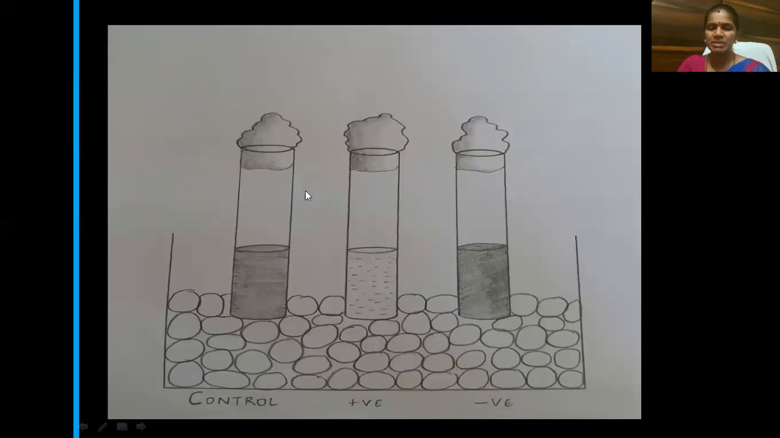So this is the pictorial representation, a pencil sketch. You can see here, this is the ice bath. Within the ice bath, we have kept the control test tube, the positive test tube and the negative test tube. The negative test tube has given solidified media, and the positive one is very much liquid in that particular test tube. In the control, we have a gelatin medium, and you have not inoculated any microorganisms. So this is all about gelatin liquefaction.